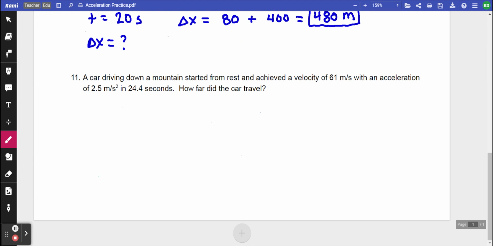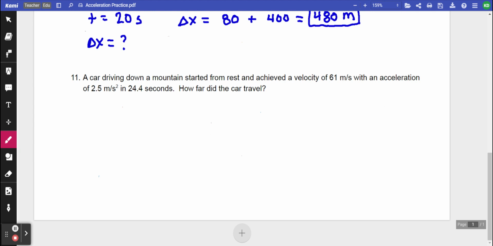It says, a car driving down a mountain started from rest and achieved a velocity of 61 meters per second with an acceleration of 2.5 meters per second squared in 24.4 seconds. How far did the car travel? So there's a bunch of information here, but let's go ahead and figure out what we can label.